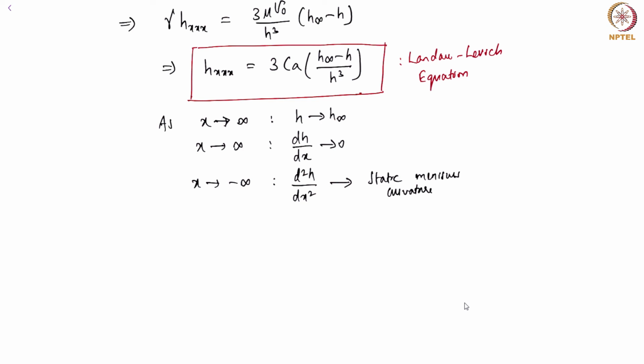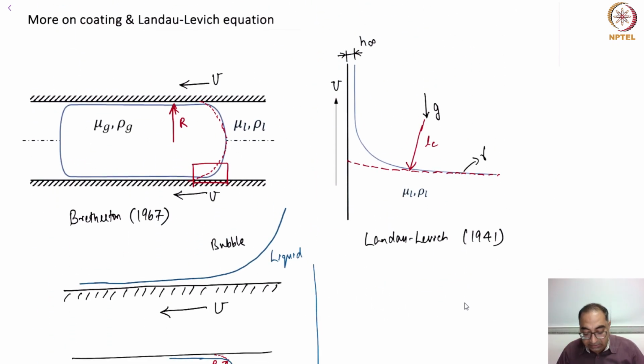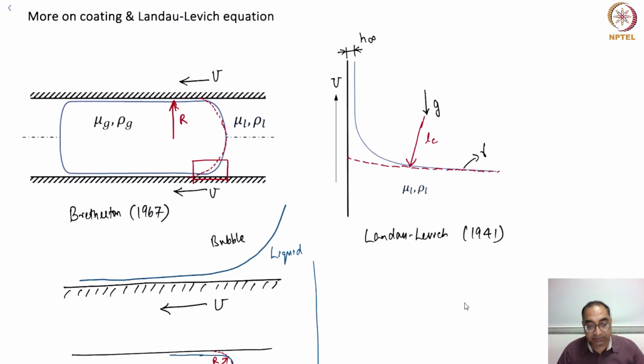So this is a boundary value problem. If you were to solve this boundary value problem coupled with the static meniscus shape, then you will get this number prefactor in the Landau-Levich equation, 0.9458. Okay. So with this, our description on coating flows is complete, and we will now look at jets in the next lecture. Thank you.